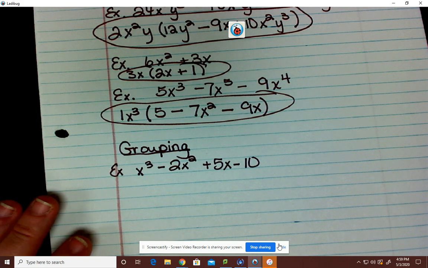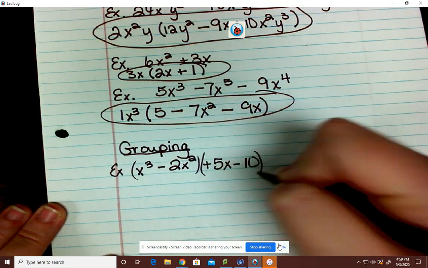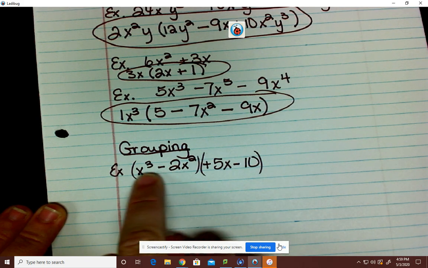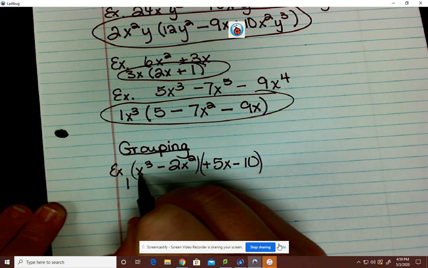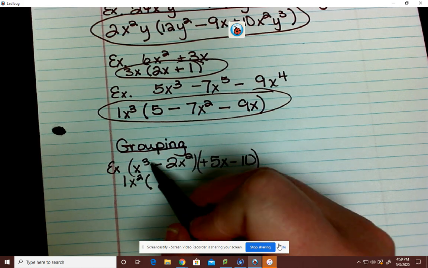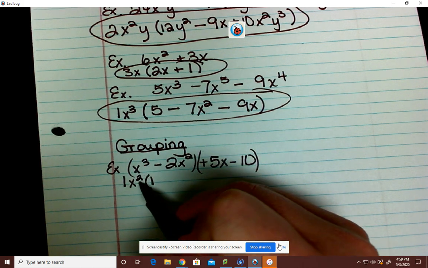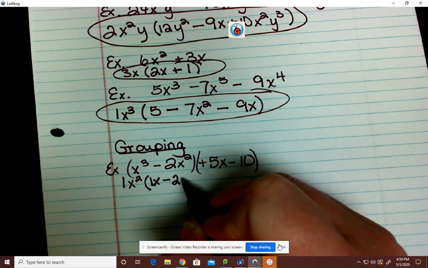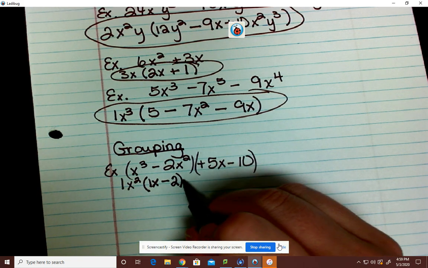Alright, so with grouping, the first thing you do is group. So you group the first 2 and the last 2, and then you look for a GCF out of each one. So the GCF here, because that's like a 1, is just 1. And then out of x cubed and x squared is x squared. Then we divide it out. So 1 divided by 1 is 1. We had 3 x's. We took 2 out. We got 1 left. Minus 2 divided by 1 is 2. We had 2 x's. We took it out. There's none left. Then we bring down that plus sign.